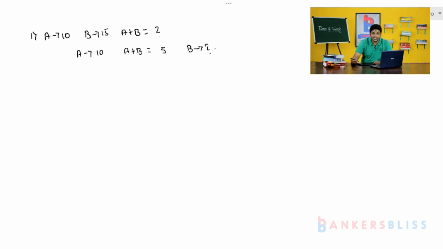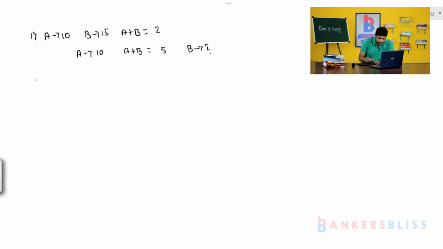Okay. So A takes 10 days, B takes 15 days. If both of them work together, then how many days do they take? Next, A takes 10 days, A plus B means if both of them work together, they take 5 days. So how much time does B alone take? Okay. So this is one variety.